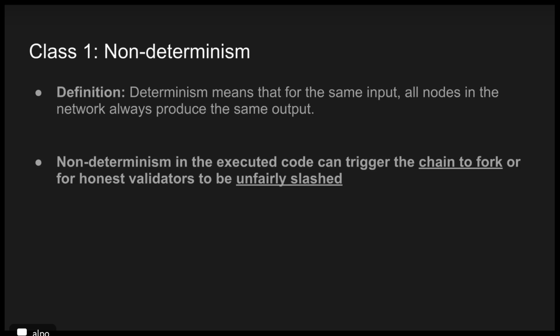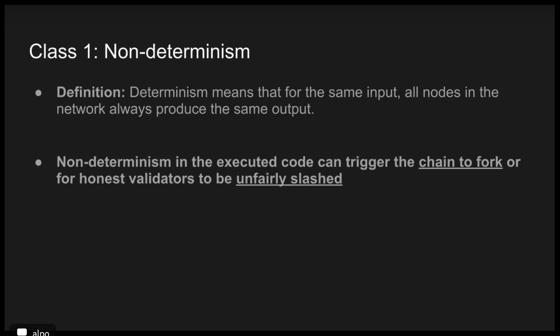And this is somewhat trivial. If you don't have this, then it's not clear what people are agreeing on, what they're coming to consensus on. Having a problem with non-determinism is a massive issue. In most cases, it would lead to a chain halt or a chain fork, or in some edge cases for honest validators to be slashed unfairly, and these are all really bad. Most Cosmos chains would probably classify these as a medium to high severity issue, and it's normally not something you have to worry about when you're developing applications.